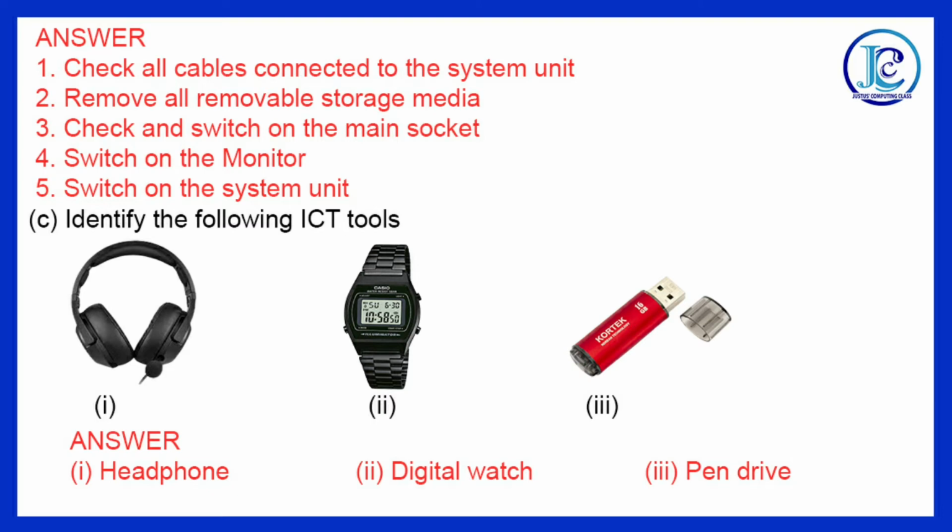Are we okay? Good. Then the next question: you can see the practical images on your screen. Identify the following ICT tools. You have to identify them. The first one, A, is called a headphone, and the next one is called a digital watch.